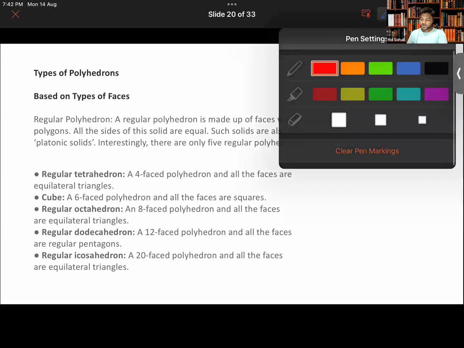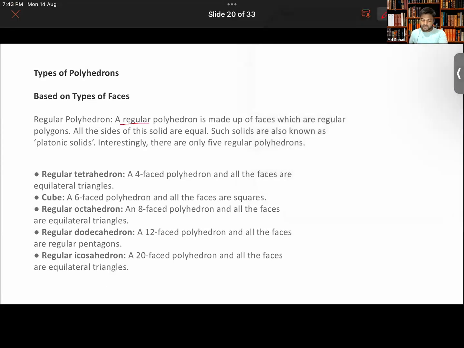Look over here. A regular polyhedron is made up of faces which are regular polygons. All the sides of this solid are equal. Such solids are also known as platonic solids. Interestingly, there are only 5 regular polyhedrons. So can we have some examples of regular polyhedrons from you guys?